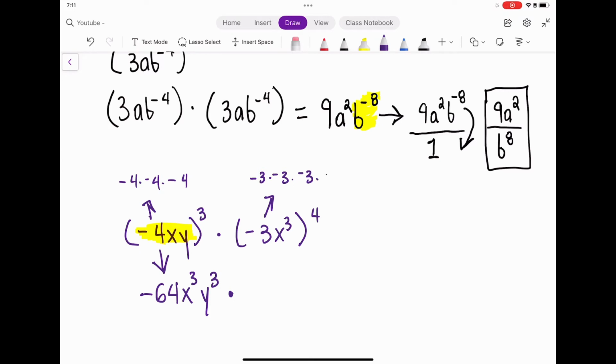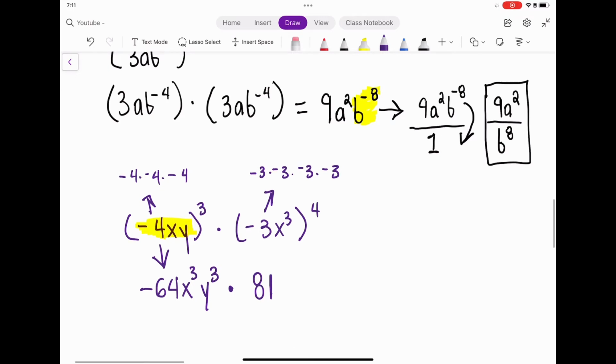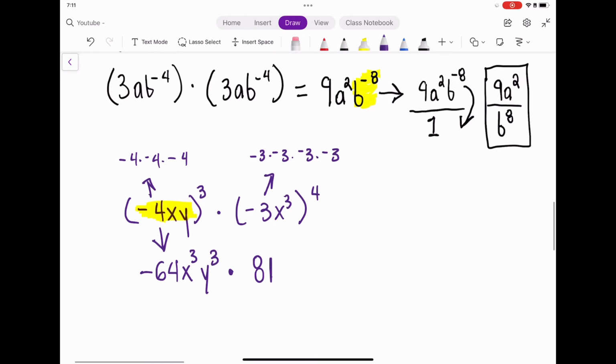So we multiplied negative 3 by itself 4 times. That gives us a positive 81. And then when we multiply our exponents, 3 times 4 is going to give us x to the 12th power.